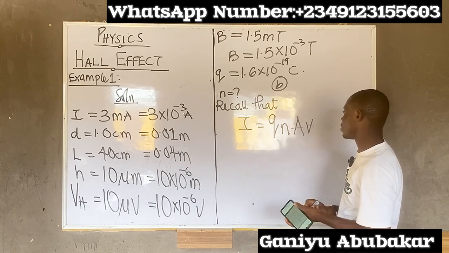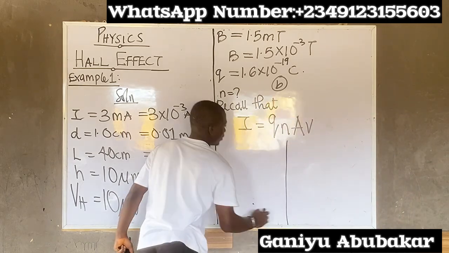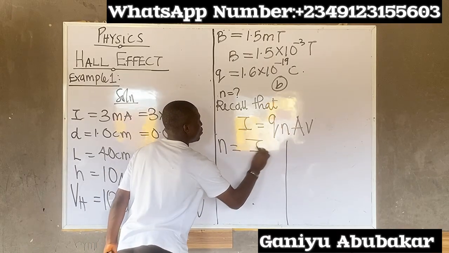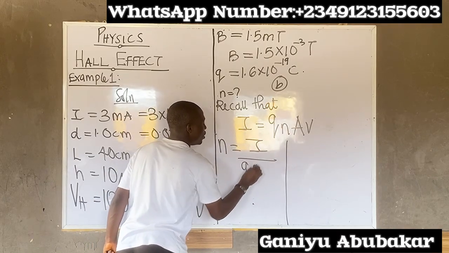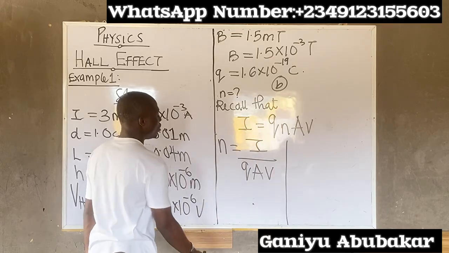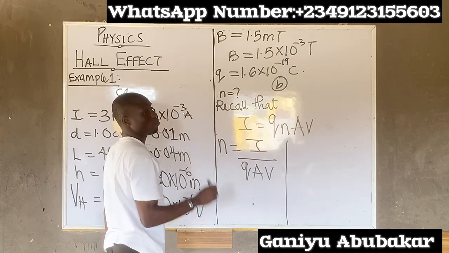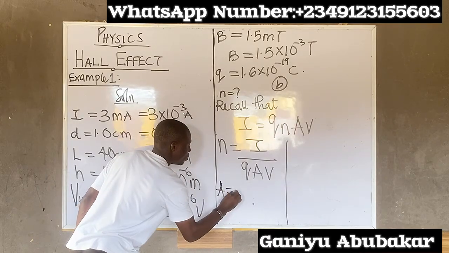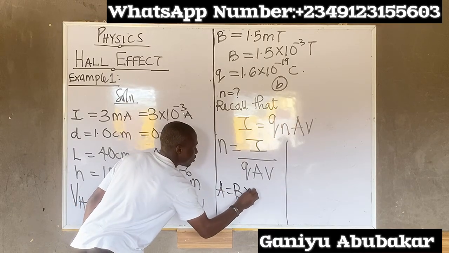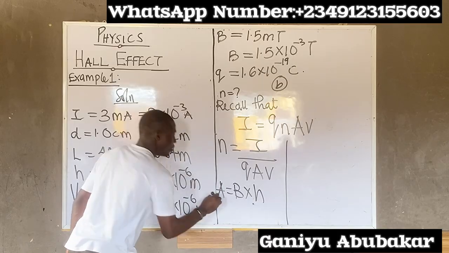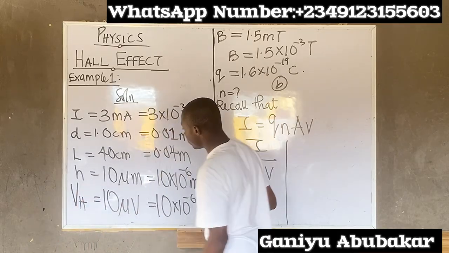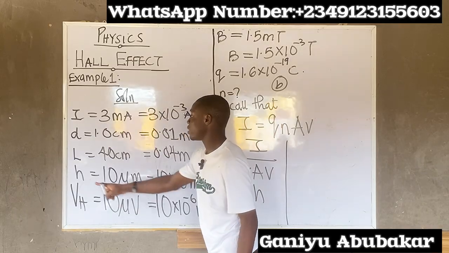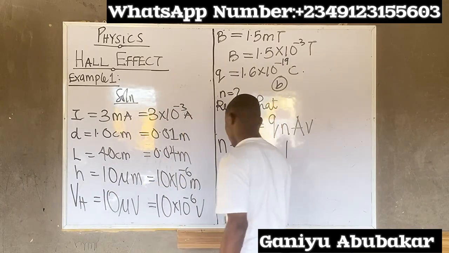So let's make n the subject. Making n the subject, I have n equal to I over qAv. Let's get A first, because we want to find A. The area here gives you breadth times the height, the thickness. The breadth is d. So I'm multiplying this d with h. Correct.